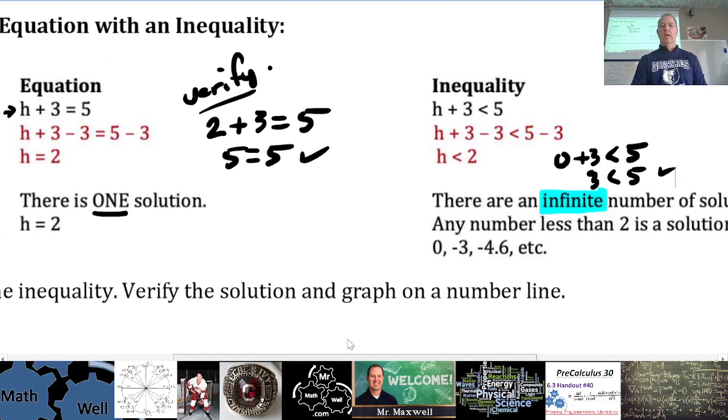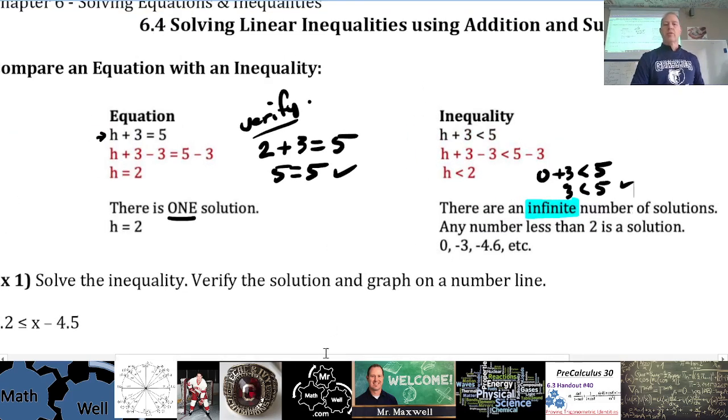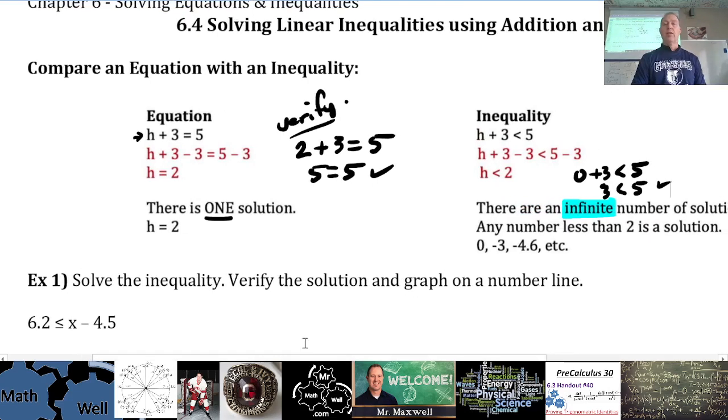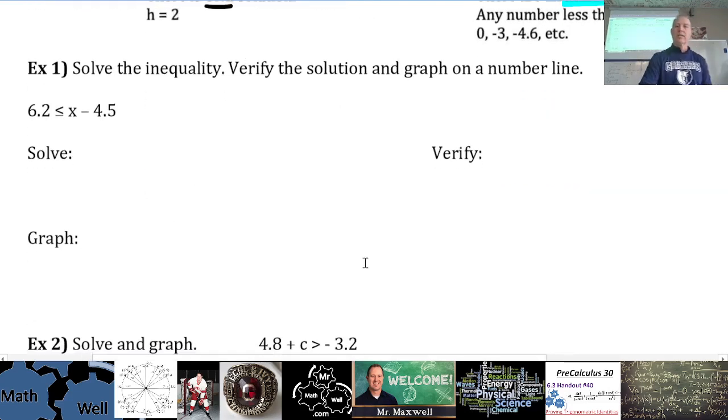So the rules are the same as equations when you're dealing with addition and subtraction only, and those are the types of questions we're going to do today. So let's get to an example. Any questions on that, though? Okay. The rules are the same as we've done for equations, so it should be pretty straightforward. It just looks a little funny.